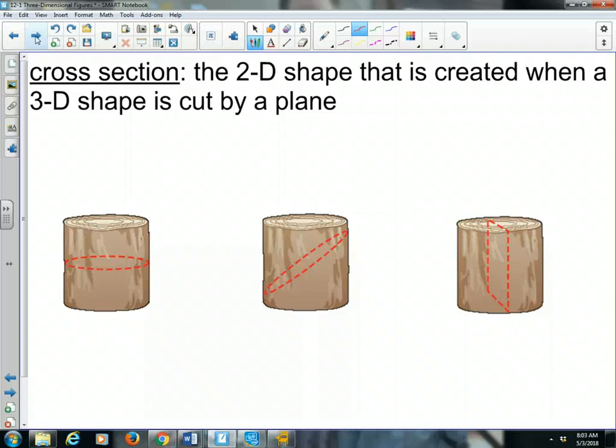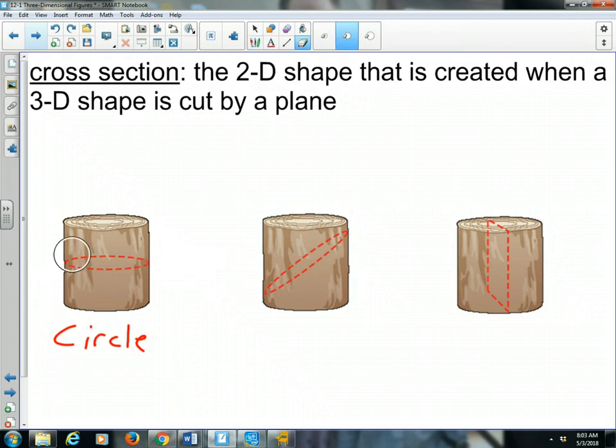And then the cross-section. What a cross-section is, it's the two-dimensional shape that is created when a three-dimensional shape is cut by a plane. So pretend you're a lumberjack right here, and let's say you cut this log like this. What shape would show up as you would look at it? You would see a circle, wouldn't you? This red dotted line that's on there would be a circle if you could look down on top of it from a bird's eye view.